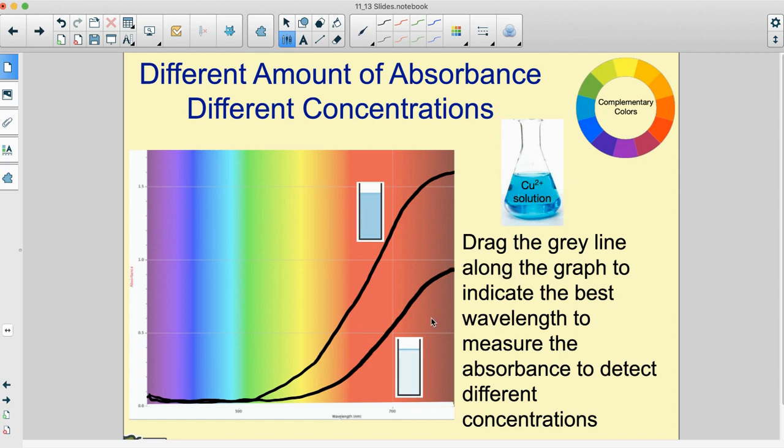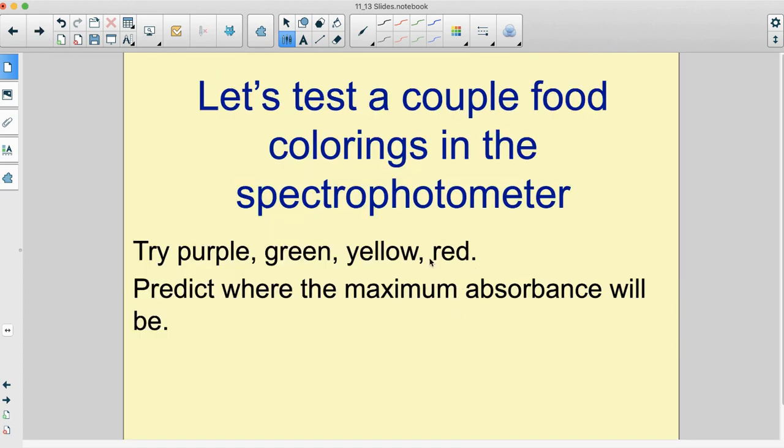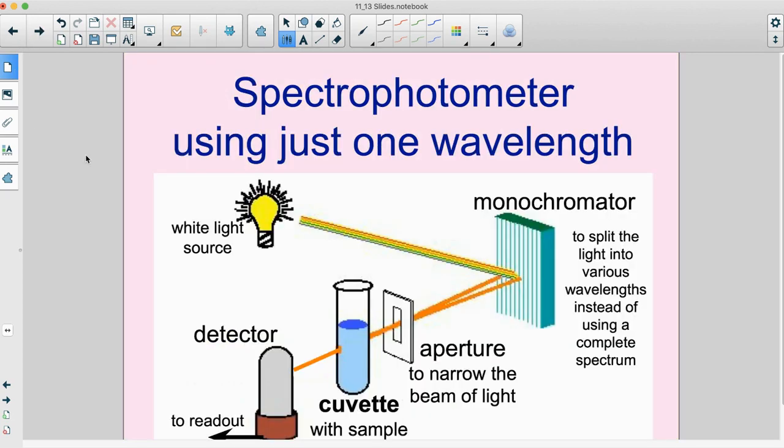This copper solution is blue, so it absorbs on the red. So if we wanted to indicate the best wavelength to measure the absorbance, we'd measure it right here. This is the maximum absorbance for the copper solution. So that's going to be in the 800 range or so nanometers would be the best place. All right, so then we tested a couple food colorings in the spectrophotometer to see what they looked like, and it was fun to see those.